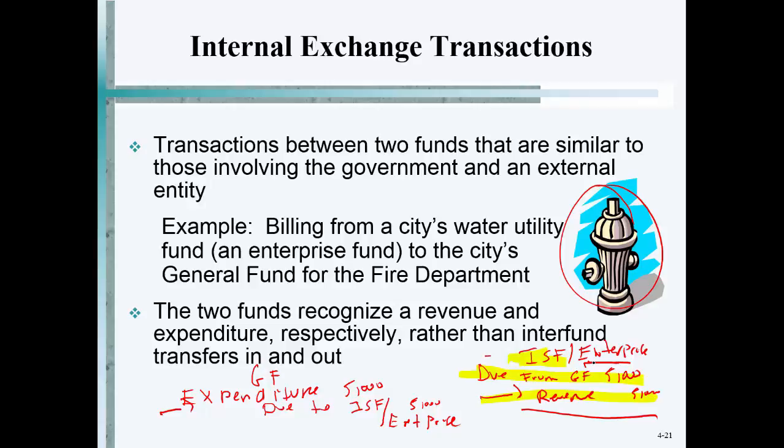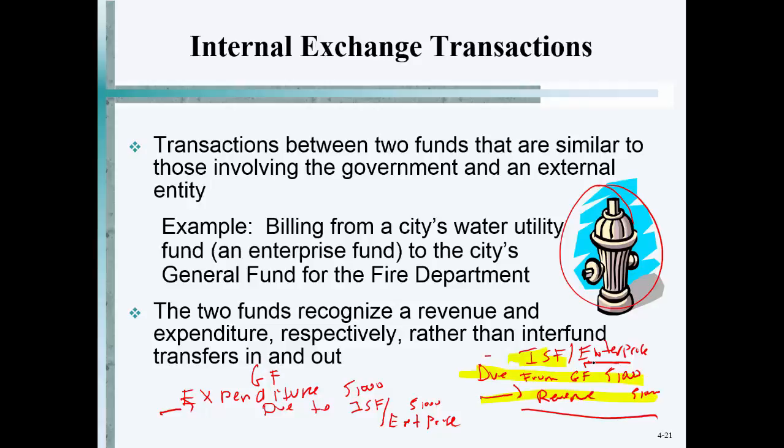Okay? So we've had what? We've had three different situations where money went from one fund to the other. One was through a loan, entirely a balance sheet transaction. One was through a non-reciprocal transfer, like a transfer in, transfer out. We showed the transfers in and out as other financial sources and uses on the statement of revenues, expenditures, and changes in fund balance. In other words, the income statement, right?